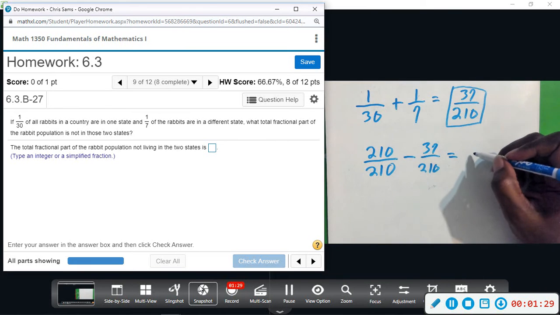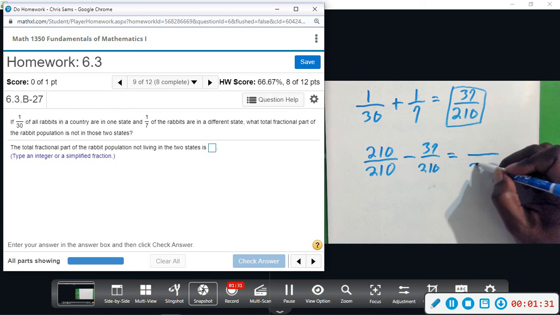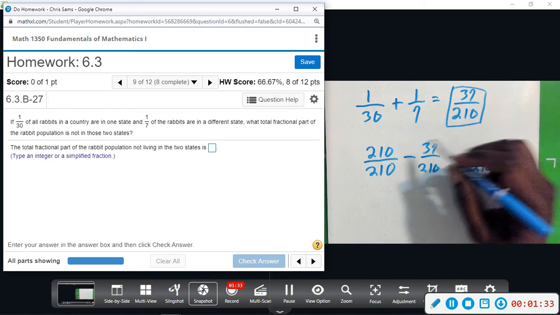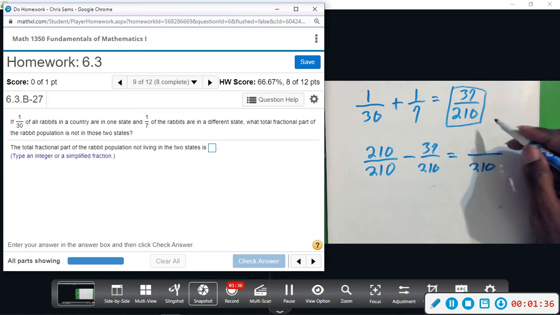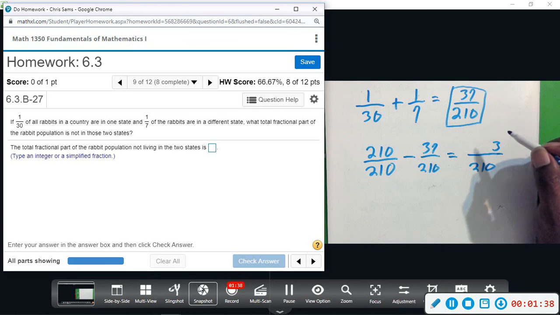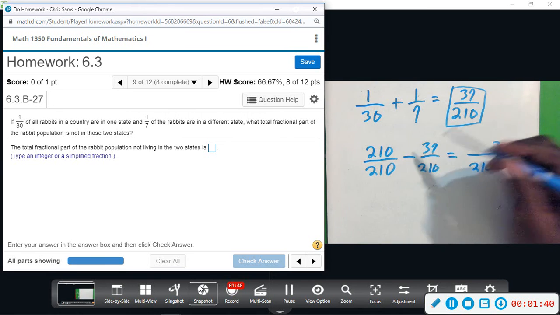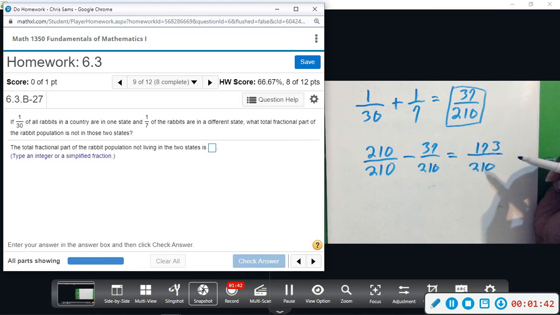So if we subtract these, 10 take away 7 will leave us with 3, and then 20 from 3 will give us 17. So 173 over 210 is the fractional part that's not living in these two states.